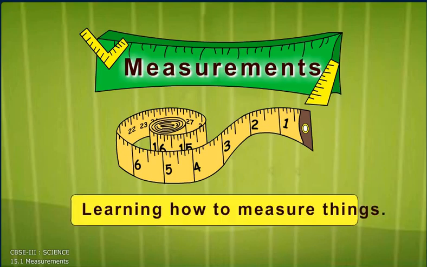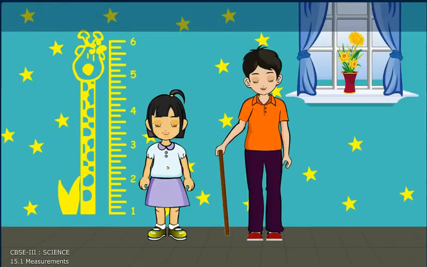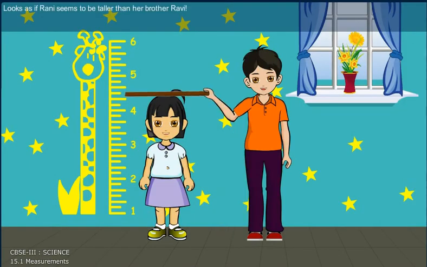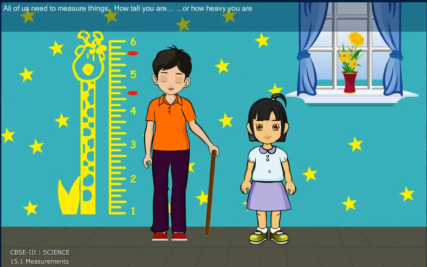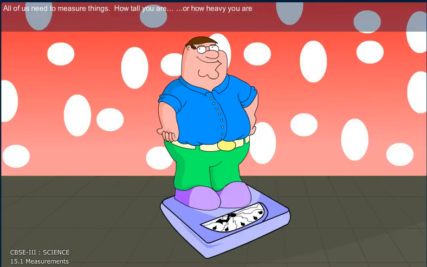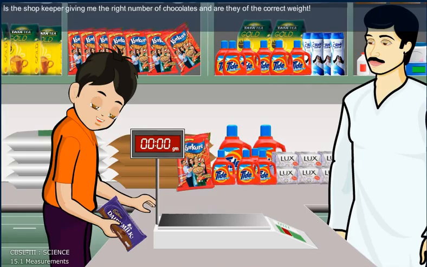Measurements. Learning how to measure things. Looks as if Rani seems to be taller than her brother Ravi. All of us need to measure things. How tall you are, or how heavy you are.